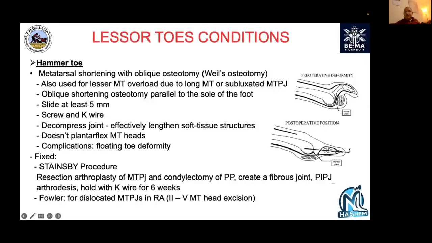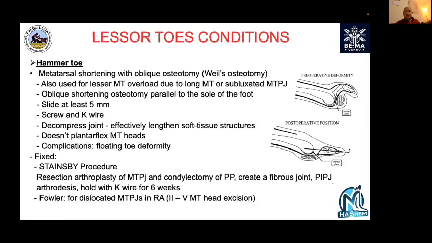You fix this with one of two procedures. Either you shorten the phalanx or you shorten the metatarsal. How do you shorten the metatarsal? By Weil's osteotomy. Basically you cut here, and when you cut here, you slide the head back. So you shorten the metatarsal, so you shorten the whole toe, giving all this a chance to become back in place. You stick a wire in, so your toe will be back in place.